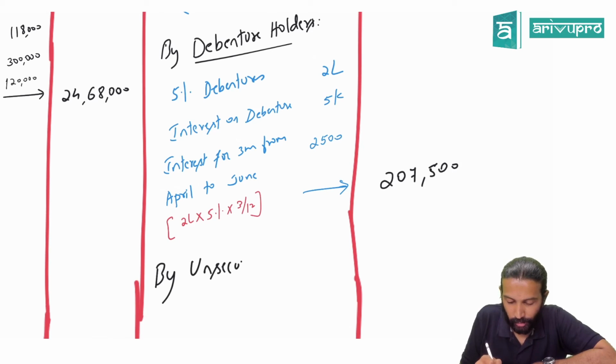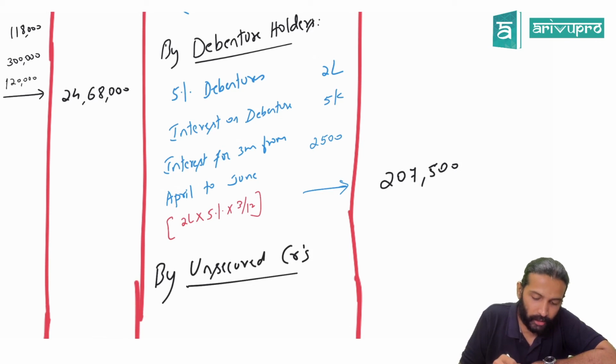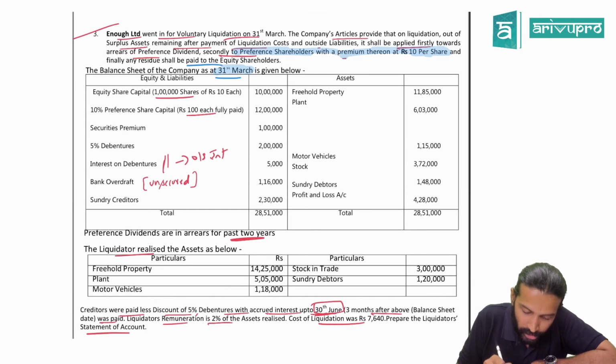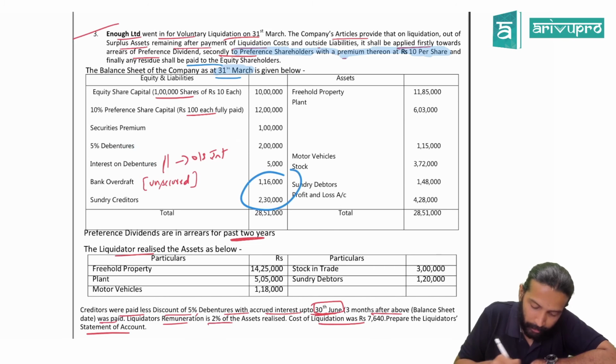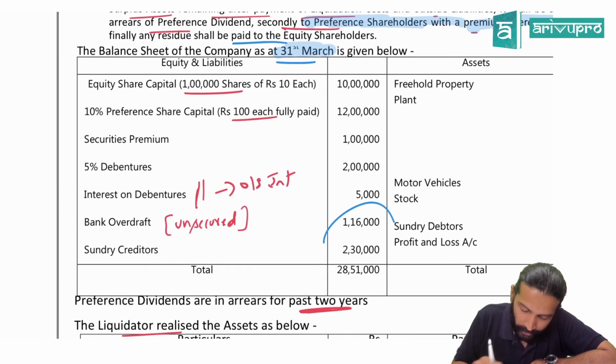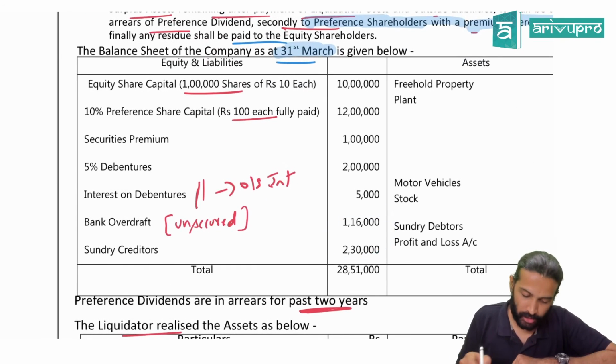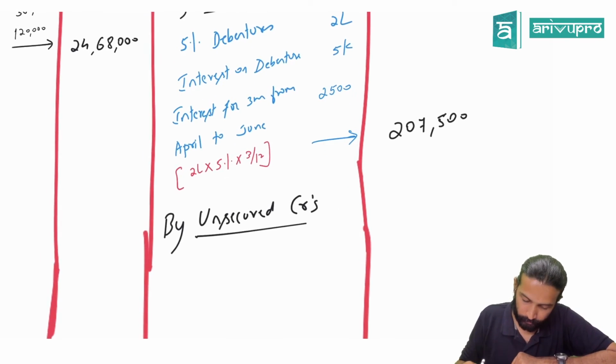Unsecured creditors is there, no? What are the 2 unsecured creditors you have, sir? Debenture holders you paid off. 2 more guys are there in the pipeline, no? Bank overdraft and creditors. Okay, first we'll write bank OD.